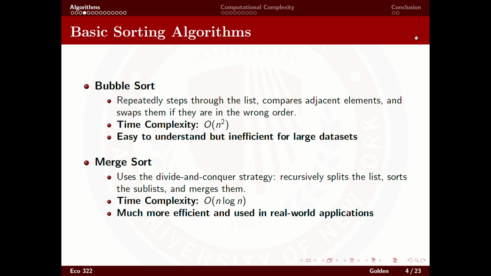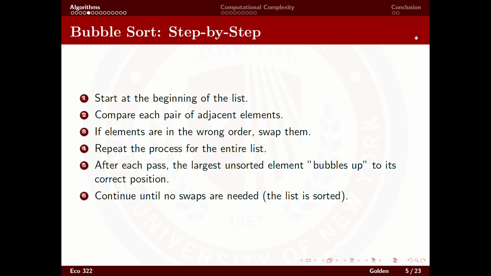Bubble sort is an algorithm where you repeatedly step through a list, compare adjacent elements, and swap them if they're in the wrong order. This takes complexity O(n squared). It's easy to understand, but inefficient for large data sets. Merge sort uses the divide and conquer strategy and recursively splits the list, sorts the sublists, and merges them. It's much more efficient, and it's often used in real-world applications. Neither of these is the most efficient for all problems, but merge sort is very efficient for most problems compared to bubble sort.